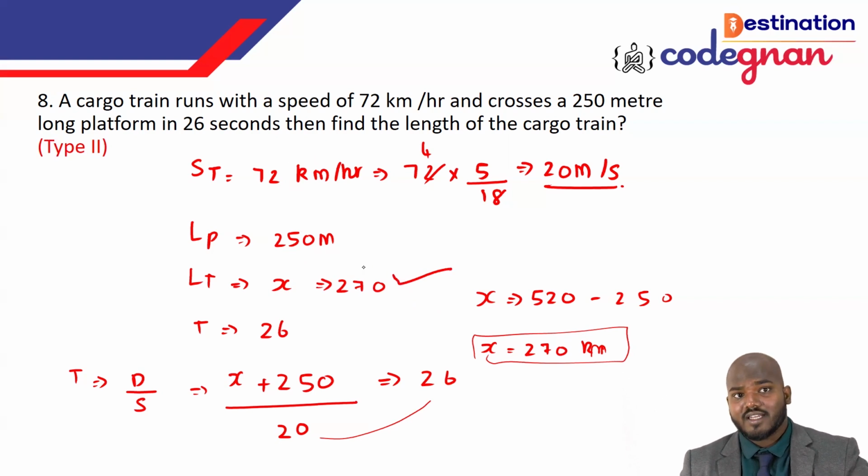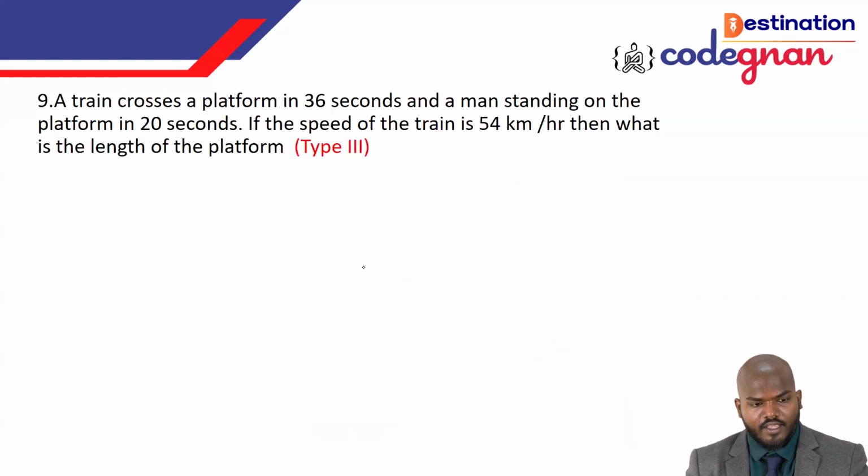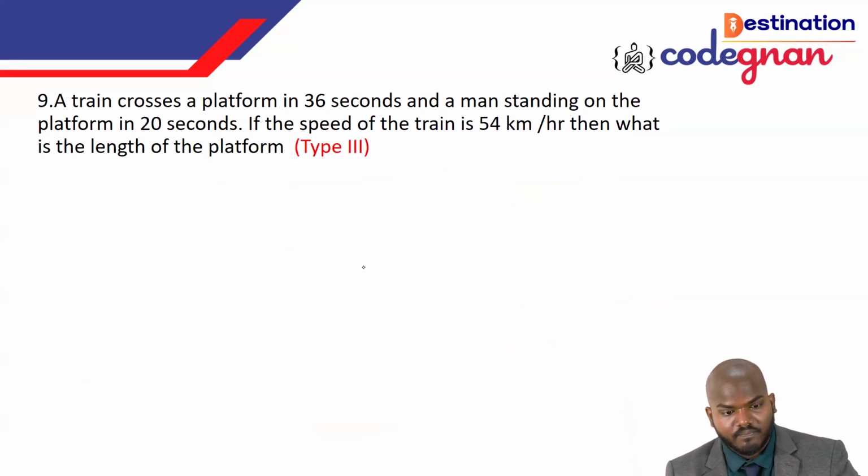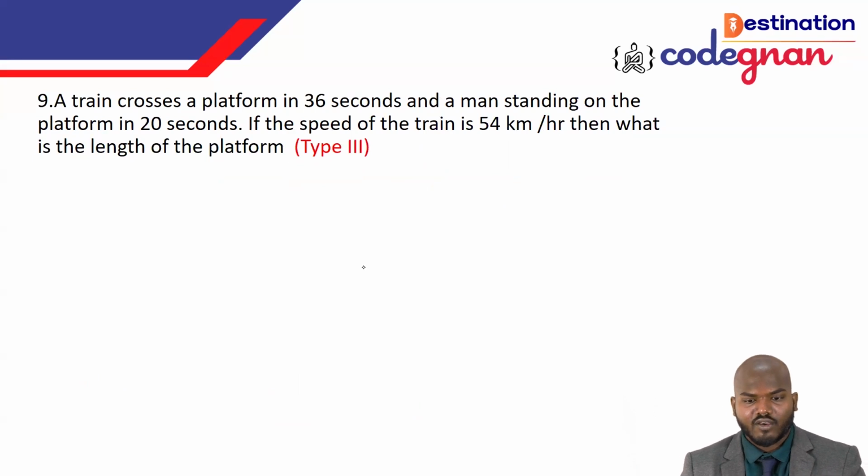I hope you guys are clear on this one. So we'll move to the next question. A train crosses a platform in 36 seconds. A man standing on the platform sees it pass in 30 seconds. If the speed of the train is 54 kilometers per hour, then what is the length of the platform? They are asking for the length of the platform. So you need to know the length of the train as well. It's a little bit challenging question. You must be very careful about this one and solve it in a very clear way.